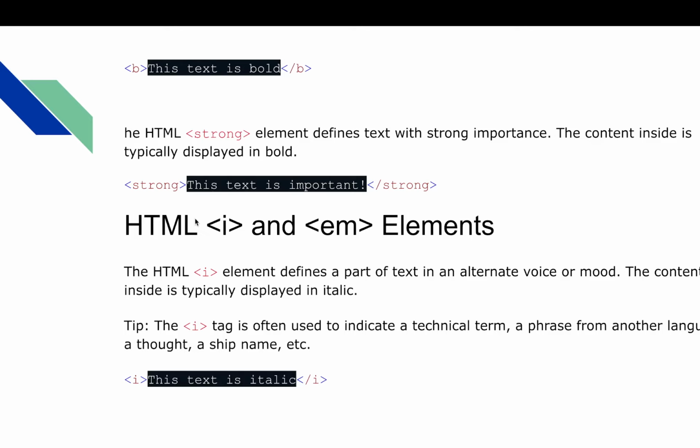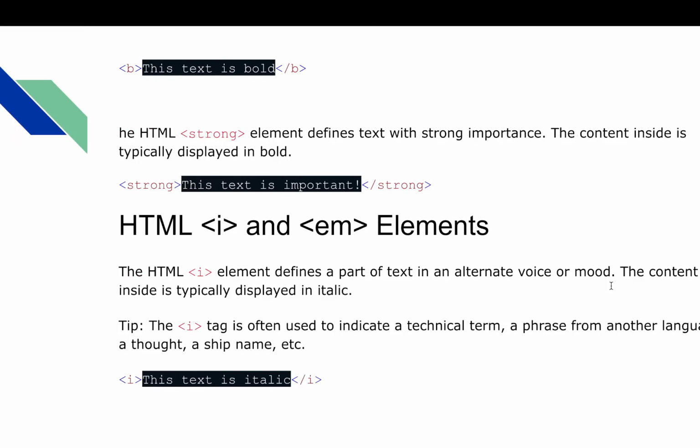Now the next one, the HTML I element and EM elements. Yes, those are another thing. Now we're going to try the EM element. The I element defines a part of text in an alternative voice or mode. So the content inside is typically displayed in italics, something like very slant.